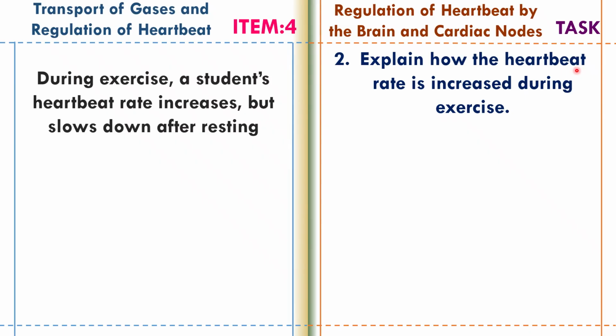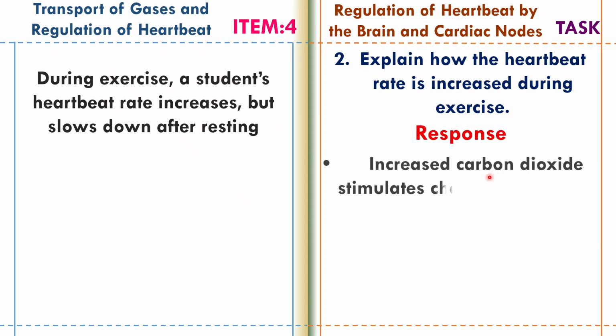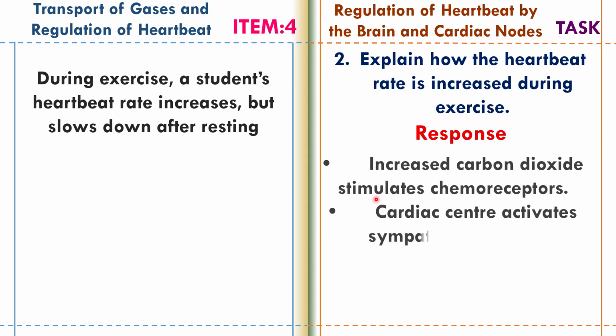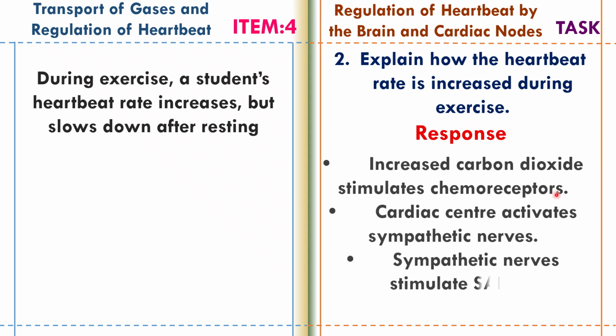Explain how the heartbeat rate is increased during exercise. Increased carbon dioxide stimulates chemoreceptors. The cardiac center activates sympathetic nerves. Sympathetic nerves stimulate the SAN. Heartbeat rate increases.